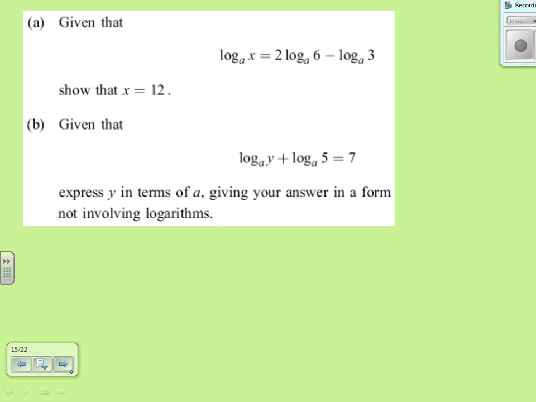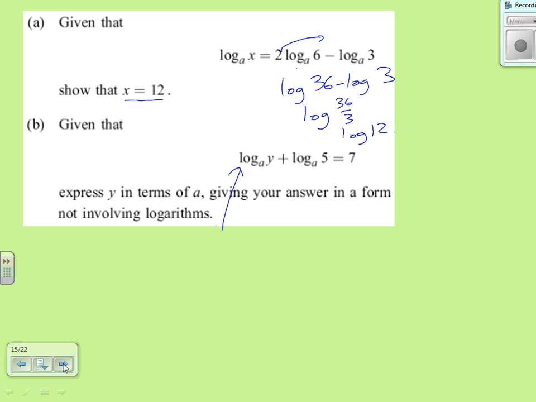Almost identical one here from another year. It says show that x is 12. And so this bit here, bring the 2 up to the top there. This is going to be the log of 6 squared, which is 36. Take away the log of 3, divide them. 36 divided by 3, of course, gives us 12, the log of 12.